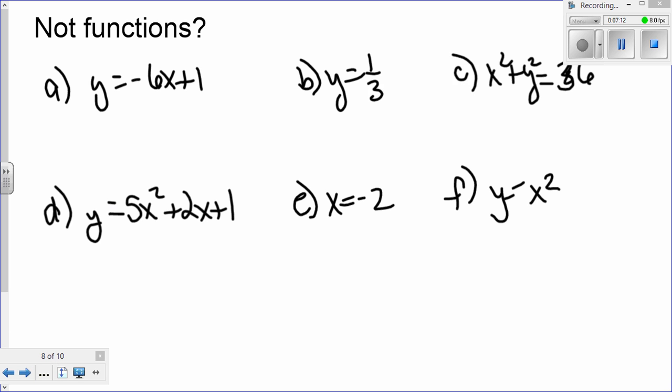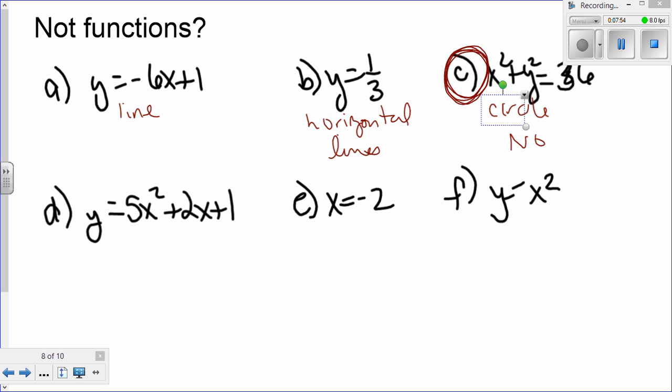Which of the following are not functions? Well, for a, y equals negative 6x plus 1 is a line in the form of y equals mx plus b. That is a function. For b, y equals 1/3 is a horizontal line, and horizontal lines are functions. For c, x squared plus y squared equals 36 is a circle. A circle is not a function. So c is not a function.